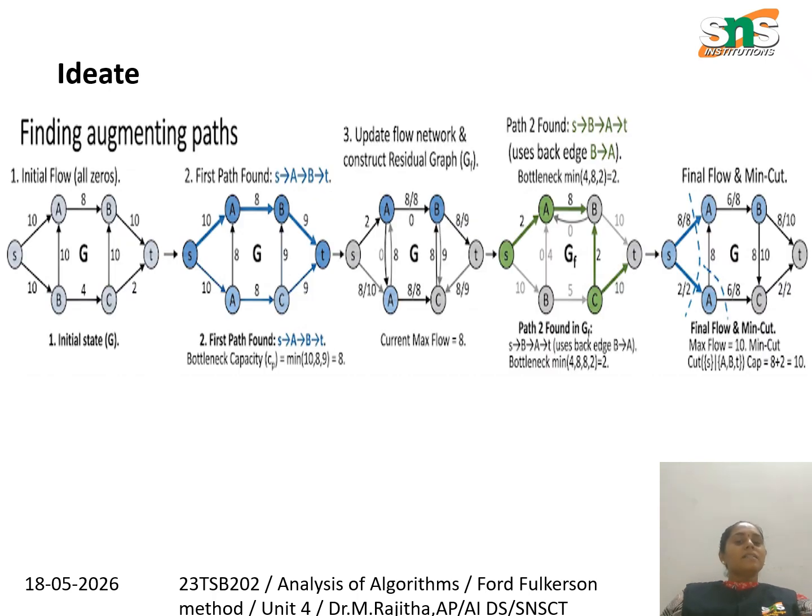Ideate. In this stage, we think about possible ways to improve network flow. The main idea is to find a path from source to sink, check the remaining capacity, send flow through the path, and repeat until no path is available. This process gradually increases the total flow. The Ford-Fulkerson method uses iterative improvement, meaning the solution improves step by step until the optimal maximum flow is achieved.